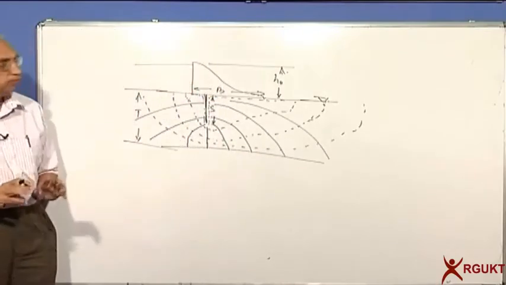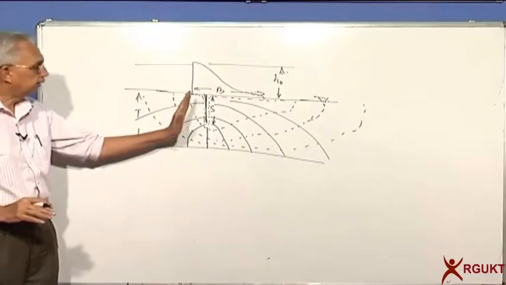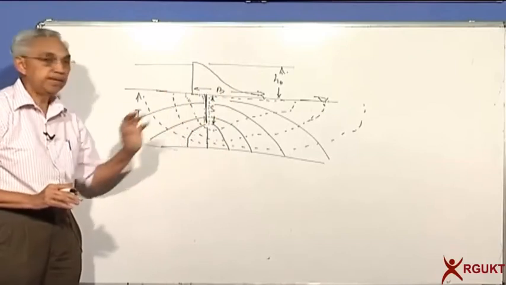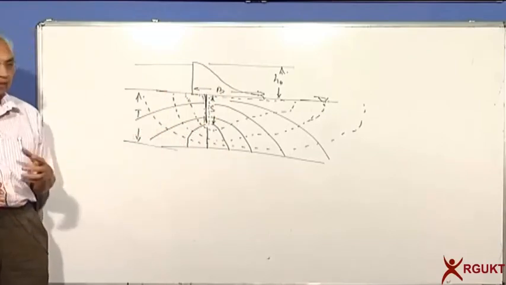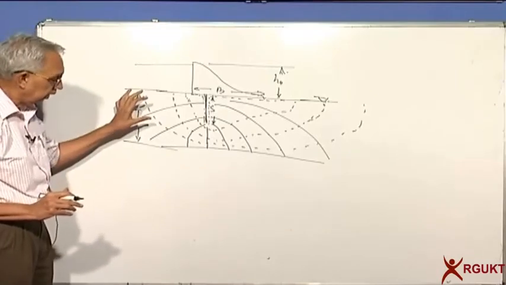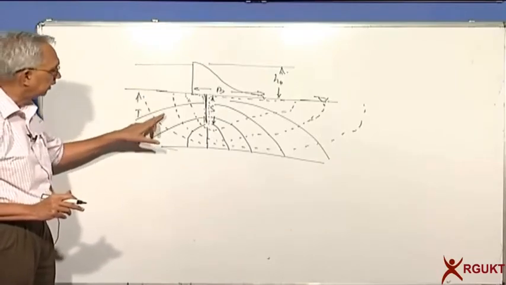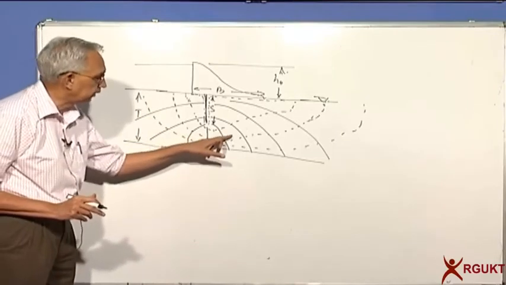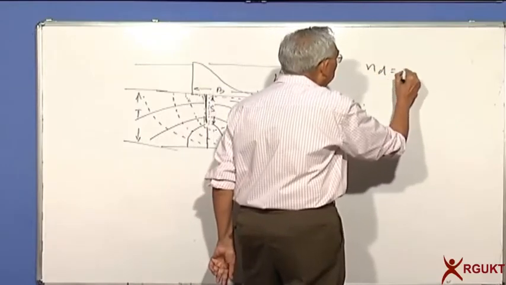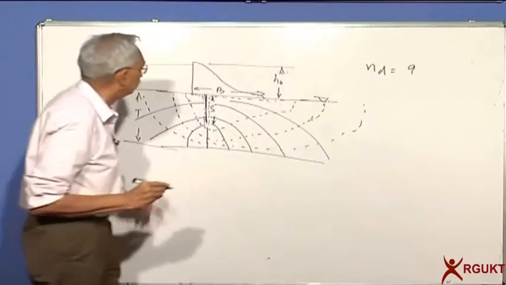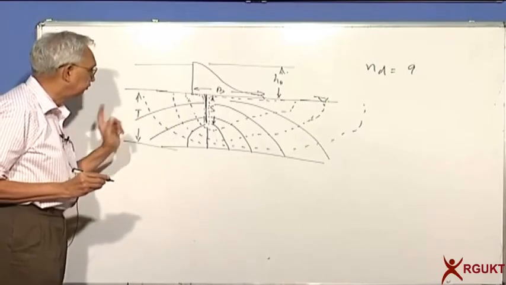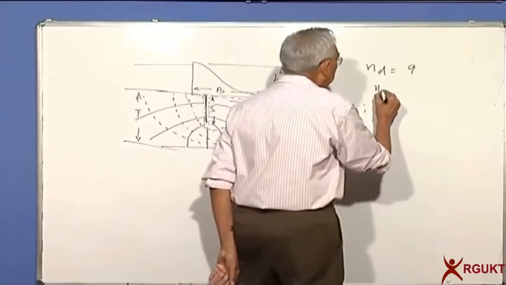Now you can see the flow net is not symmetric. The cutoff is put in somewhere between the center of the weir and the edge of the weir, and you will now find that how many equipotential flow elements are there, or head drops. 1, 2, 3, 4, 5, 6, 7, 8, and 9. So can I say the net head drops are 9? How many flow channels are there? 1, 2, 3, 4. So number of flow paths is 4.